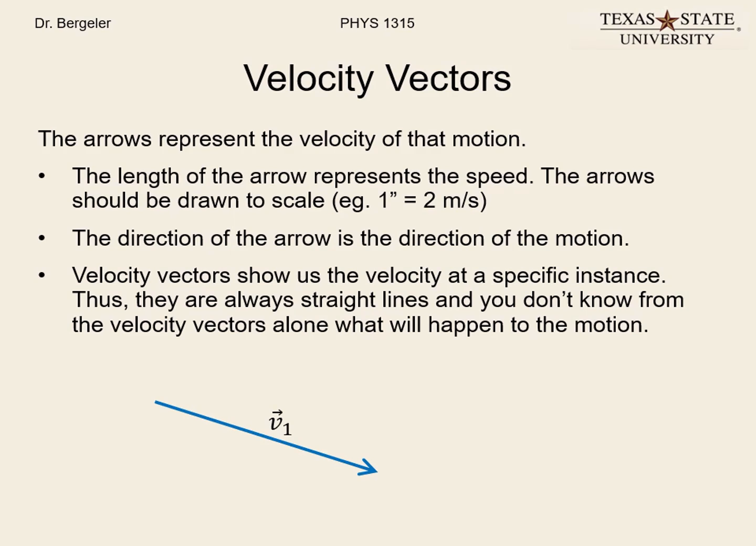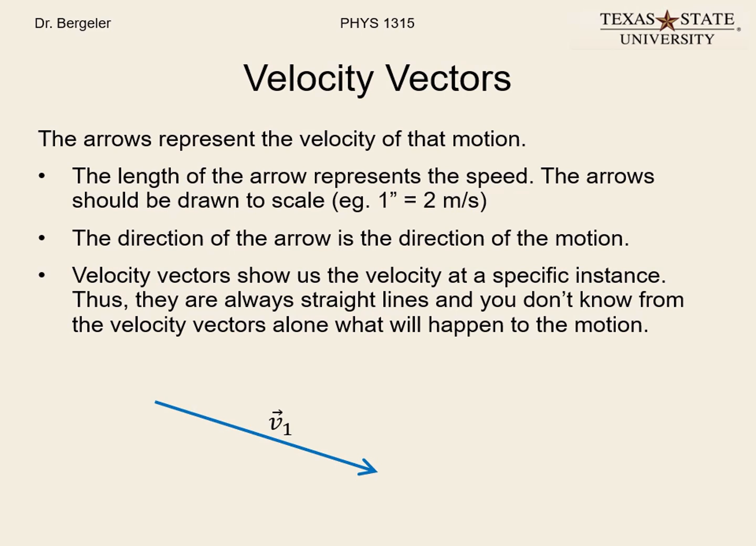Here's an example for velocity 1. The label for a velocity is often v with a subscript to differentiate between different velocities. Vector labels usually get a little arrow above the symbol to indicate that it's a vector. The little arrow does not show us the direction of the motion. The direction is given through the direction of the vector arrow.